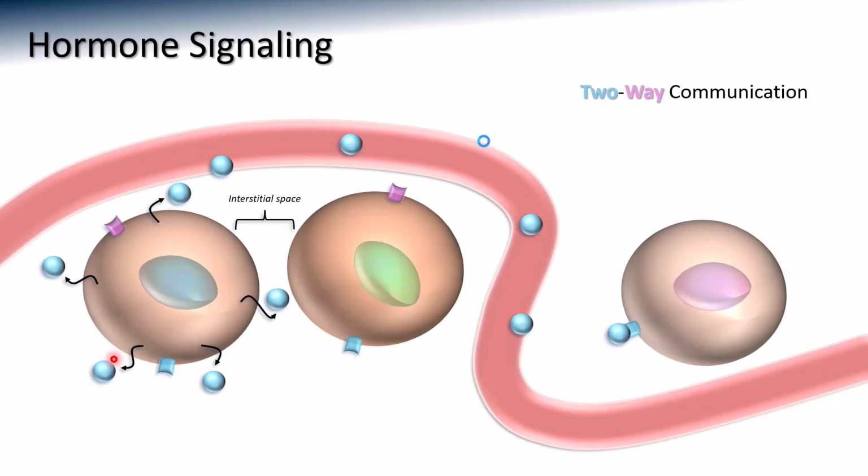Now, we've illustrated a one-way system here, but hormone signaling is going to be two-way. This same purple cell over here that just received a signal from blue can put out its own hormones to say, hey, I got that. Thank you very much. And these can travel back through the bloodstream, both to blue and green, and have effects on them as well.